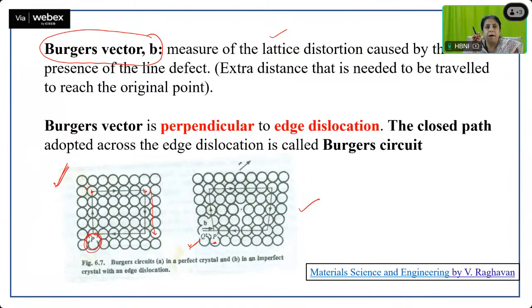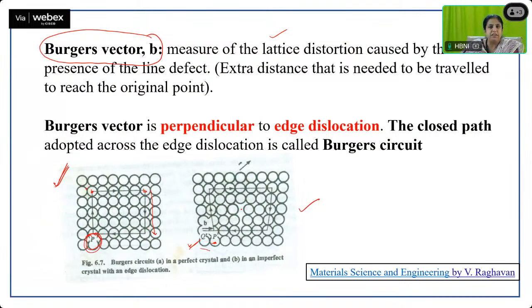Now, the magnitude of distance that you need to travel to go back to the original point P is called the Burgers vector. Okay, so here the distance QP is your Burgers vector. Repeating it again, the distance that you need to travel to go back to your original point P is your Burgers vector. In this case, the distance QP is your Burgers vector.